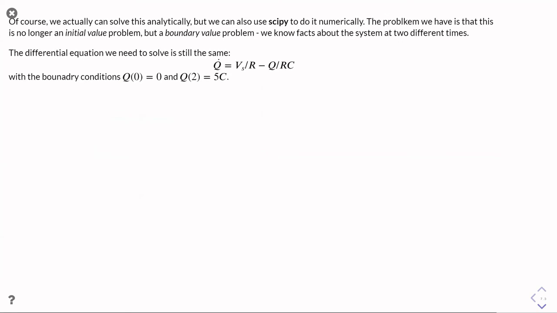So the differential equation that we're going to use is the same as we had before. We can define it in terms of the rate of change of charge, Q dot, or the current in the circuit. And we can express that in terms of the voltage of the source and the charge in our capacitor. But now our boundary conditions, the other information about the problem, are that the charge at time zero is zero, and the charge at 2 seconds later is going to be 5 times the capacitance. That simply comes from the voltage being Q over C, and that's 5 volts, so therefore the charge is 5C.